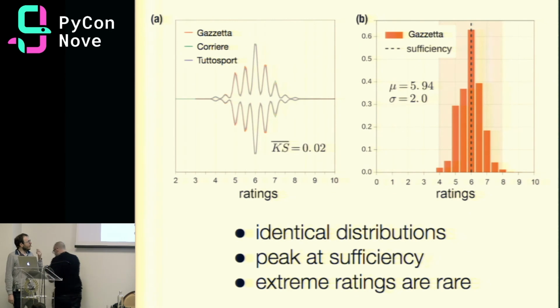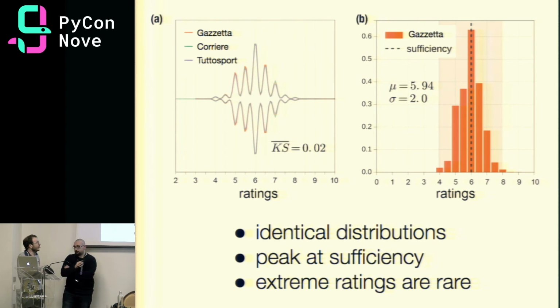So before everything, we performed a statistical analysis of such human ratings. And as you can see from the picture on the left, picture A, the distribution of the ratings among the 3 newspapers, so we got ratings from Gazzetta, Corriere, Tutto Sport, is identical. So the distribution is peaked at 6, as you can see in the right picture.